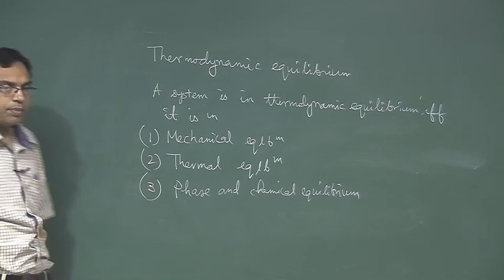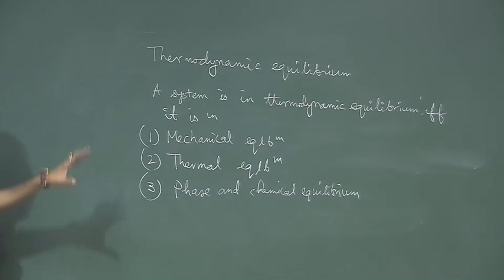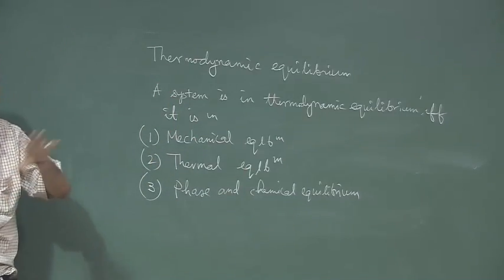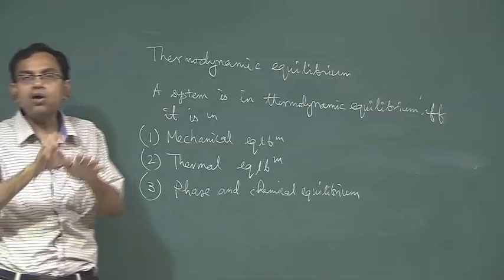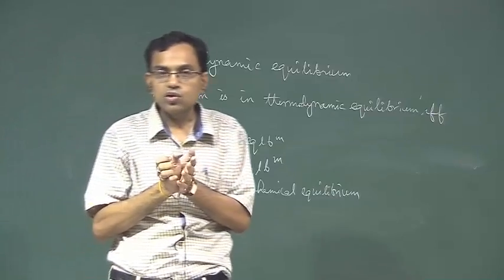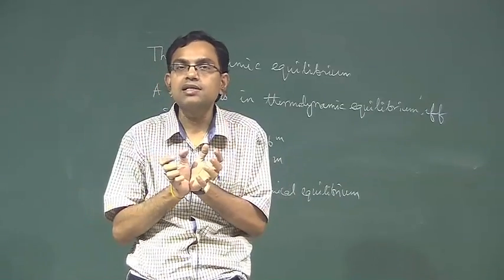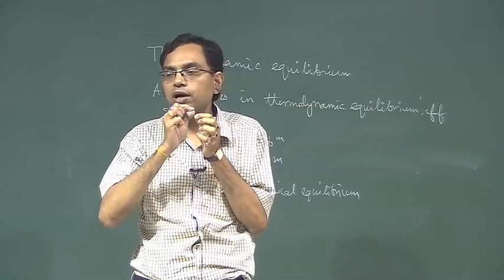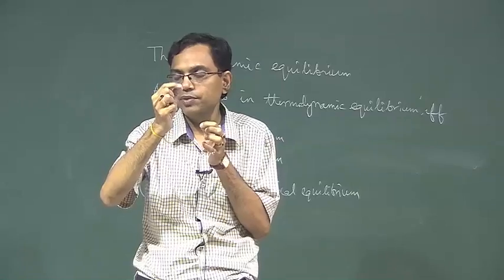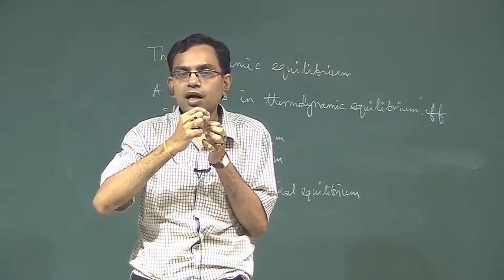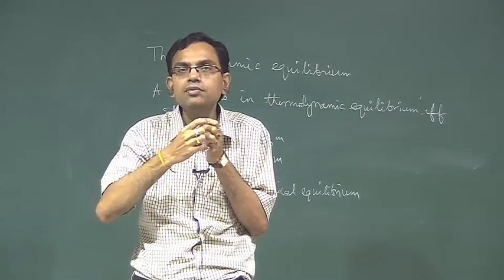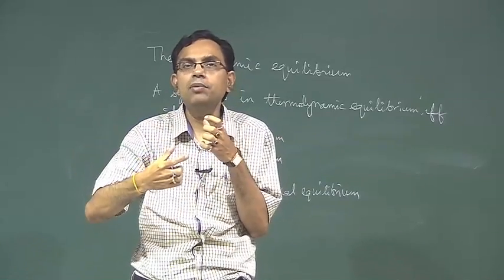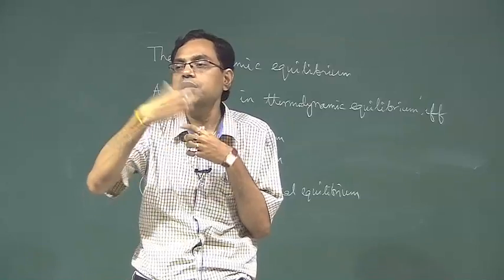So mechanical equilibrium means equilibrium of forces. By equilibrium of forces, what we mean is that all forces are balanced. So if all forces are balanced within a system, that means there cannot be any pressure difference between one point in the system and another point, because a system under equilibrium will get deviated from equilibrium if you create a pressure differential.